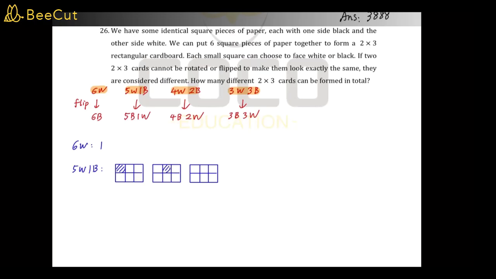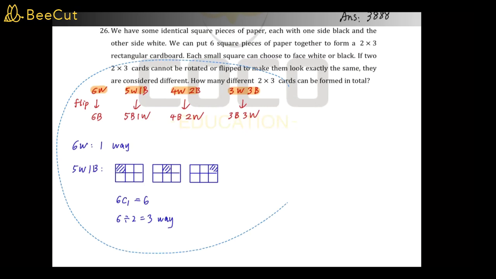Then you can put it in the middle. After rotation, it goes to the second row. Third position is here. If you do it after the rotation, it goes to this corner. So this is 6C1, total is 6 ways. But we are only taking half of them, because the remaining half we can get from rotation. So there's 1 way for 6 white, 3 ways for 5 white, 1 black. Then next we get 4 white, 2 black.